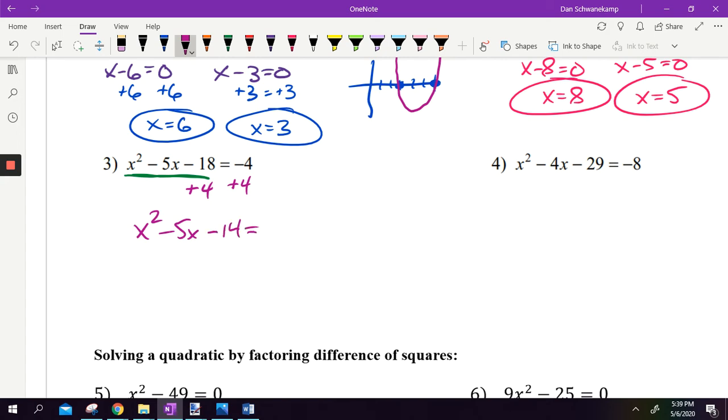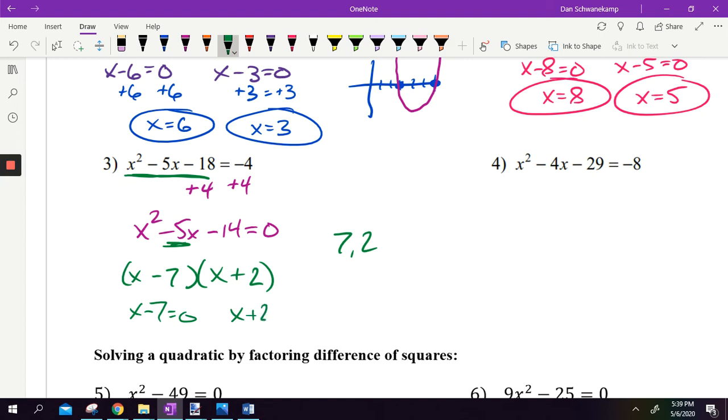So it's going to be -14 equals 0. You got to do that first. Once I've done that, now I can factor. Two numbers to multiply to get 14. How about 7 and 2? -7 and +2, because those two things will add to get -5 and multiply to get -14.